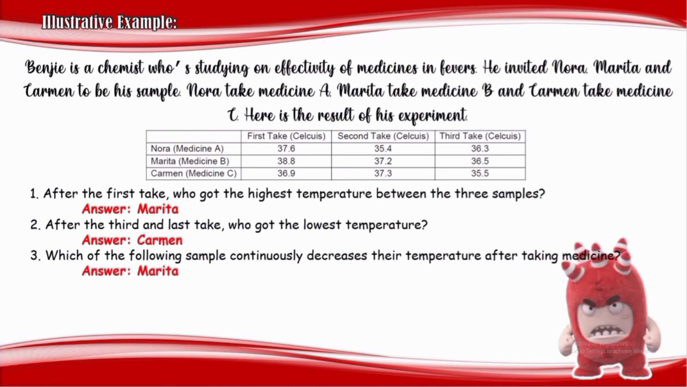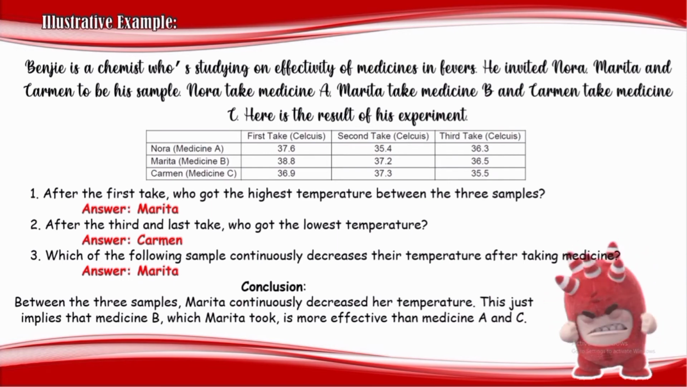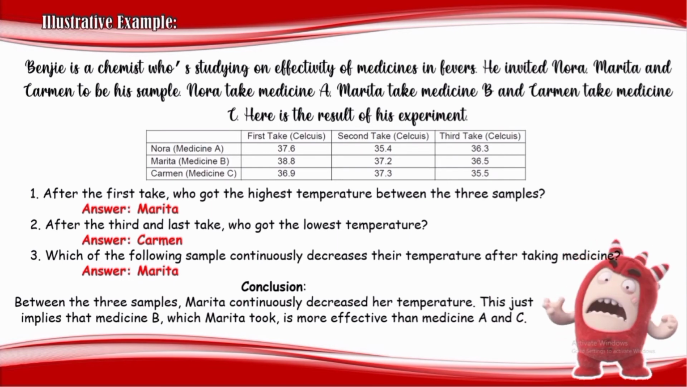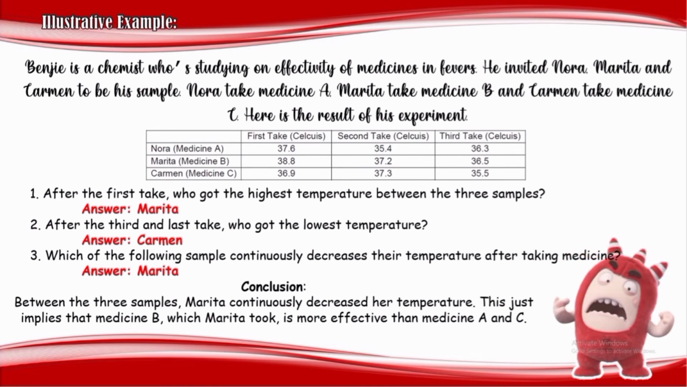Marita. For our conclusion, between the 3 samples, Marita continuously decreased her temperature. This just implies that medicine B, which Marita took, is more effective than medicine A and C.